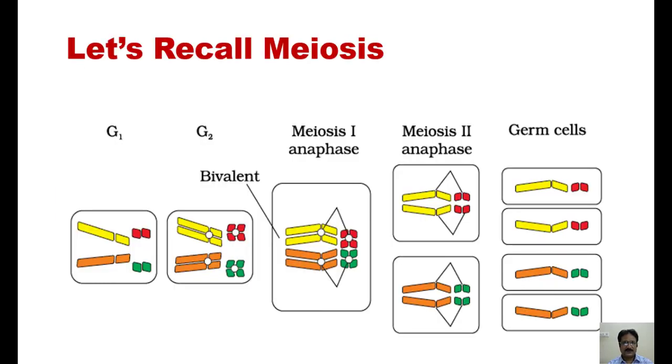Now, let us try to recall our concept of meiosis. This diagrammatic representation will, of course, help you to understand. See, this is a cell. In this cell, there are 4 chromosomes. They are differently colored and of different sizes so that you understand it. You can see here one long yellow, one long orange, one small green, one small red. These are the 4 chromosomes.